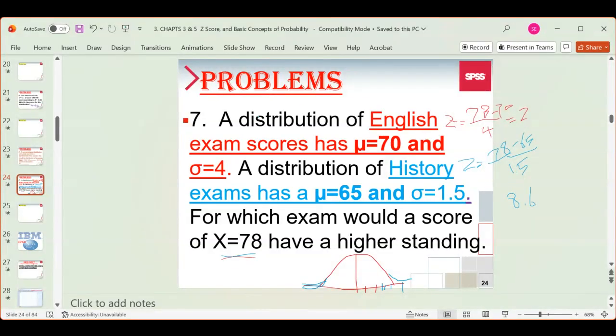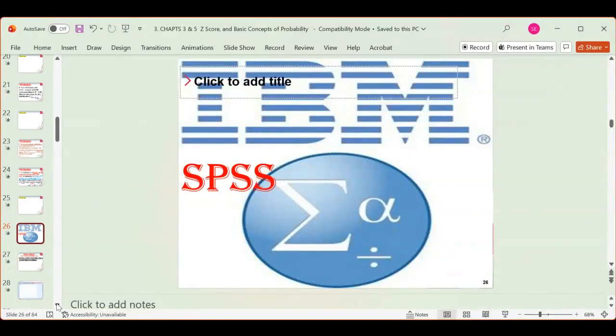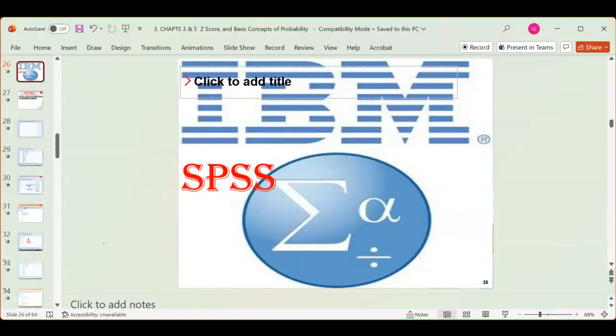Instead of x, which is the score from one person, we use the mean for the sample, M. Instead of x, we use M. We'll talk about that later, but let's just focus on this. So anyway, speaking of IBM SPSS, very easy. And once you got it, you turn it on.